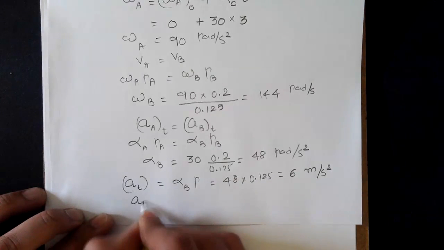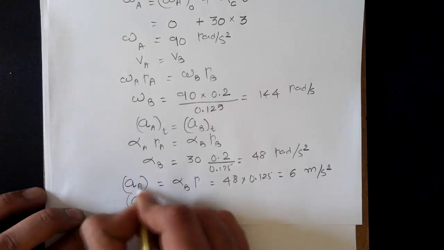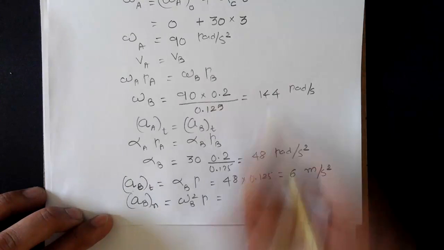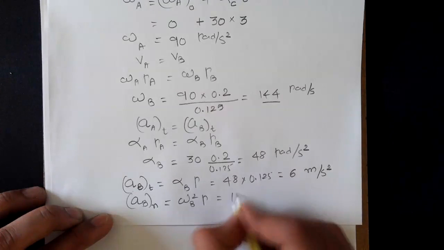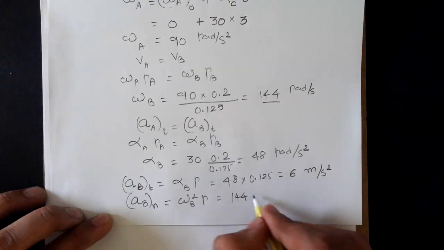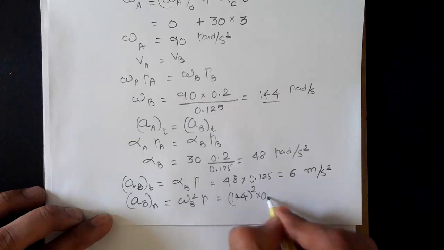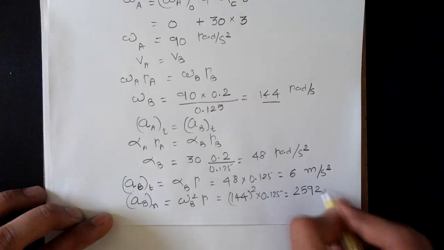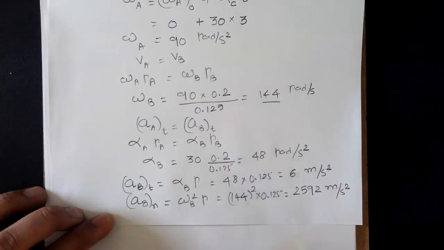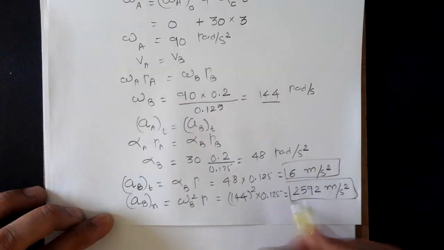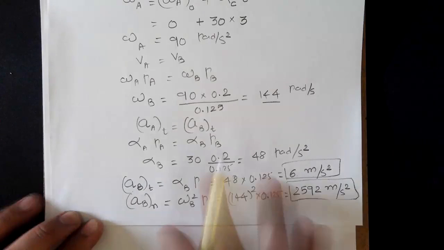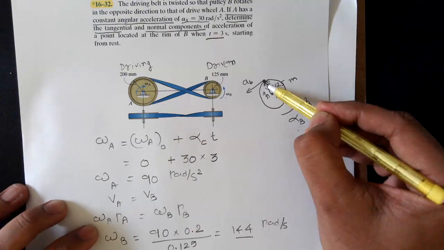And finally, the normal component of the acceleration, so this is ABT, and this is ABN, which is omega B squared multiplied by R. Omega B we have just calculated, which is 144, squared, multiplied by 0.125, and we get a big number: 2592 meters per second squared. Okay, and these two are our final answers: the tangential component and the normal component of the acceleration for the point at the rim of pulley B.